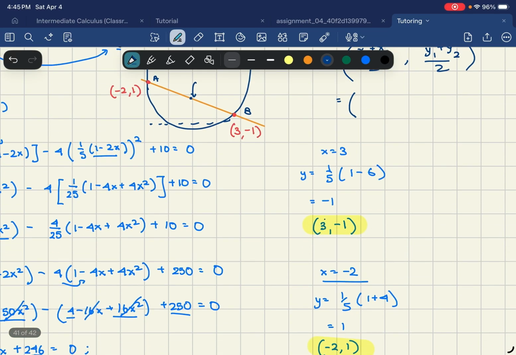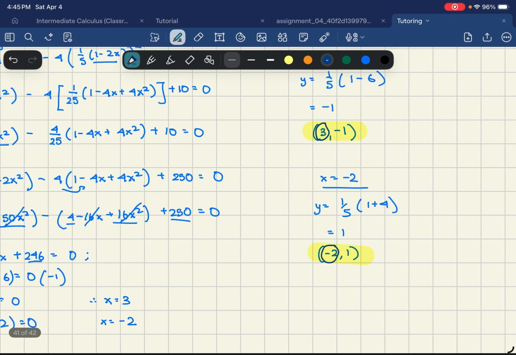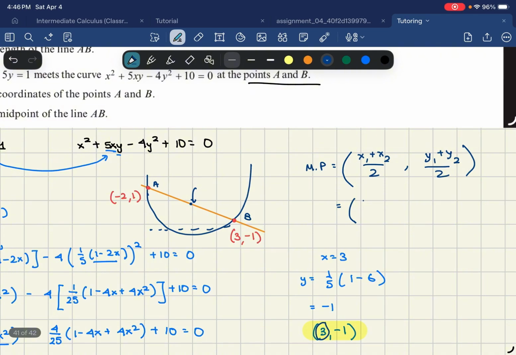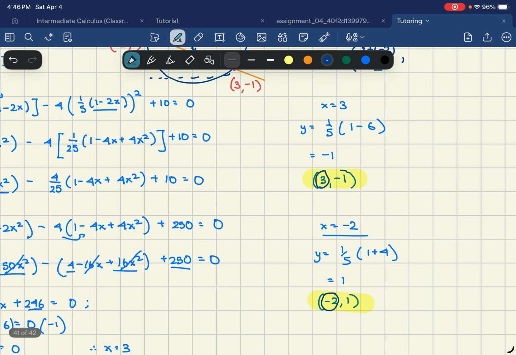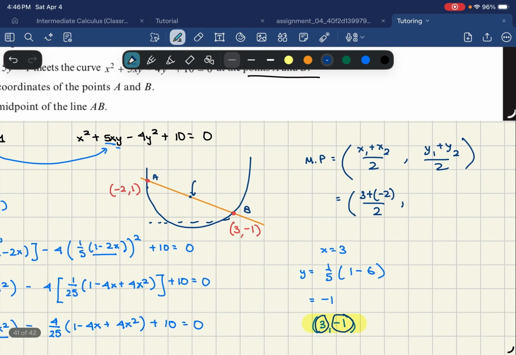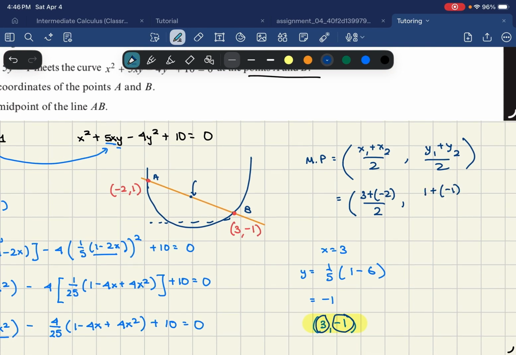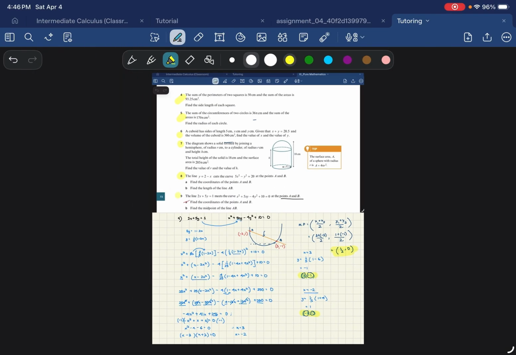So what is your first x coordinate? That is 3, and your second is -2. So that is 3 plus -2, and your y values are -1 and 1, so 1 plus -1, each divided by 2. And that gives you (1/2, 0). So that should be your midpoint, (1/2, 0). And that is it. That is how you do question 9.